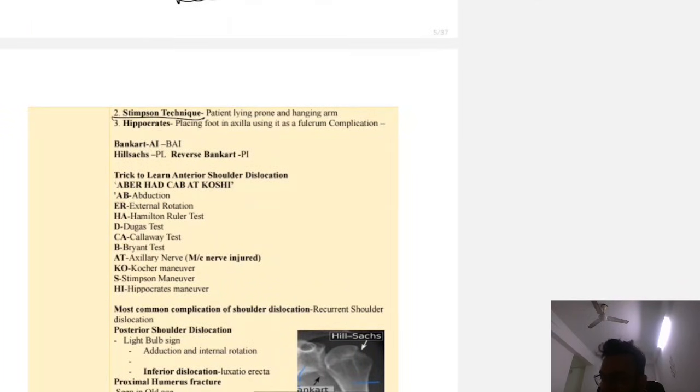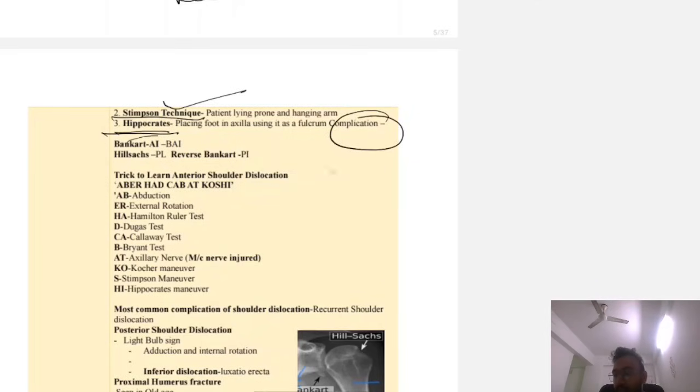Other is Stimson technique and Hippocrates. So in Stimson, the patient is lying prone and you will hang the arm. Okay, that is Stimson. In Hippocrates, you will place the foot in the axilla and that acts as a fulcrum. Okay, you place the foot like this against the arm in the axilla, and then you will pull the arm. So this is the Hippocrates maneuver.